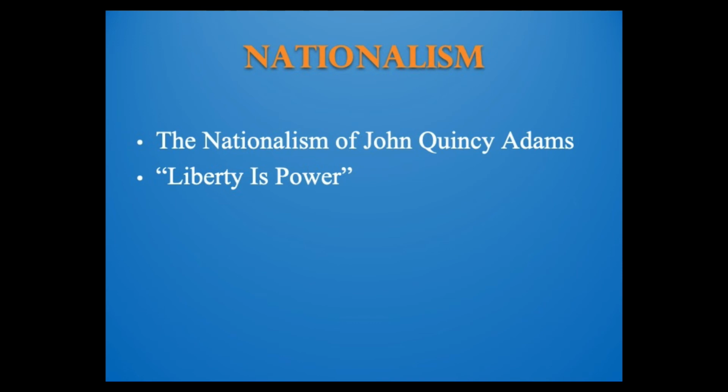His ideas horrified believers in strict construction who wanted a limited role for the federal government, and Congress approved few of his programs. Some of his ideas, such as a national university and the adoption of the metric system of measurements, have yet to be implemented. Adams rallied an opposition around Andrew Jackson dedicated to individual liberty, states' rights, and limited government.